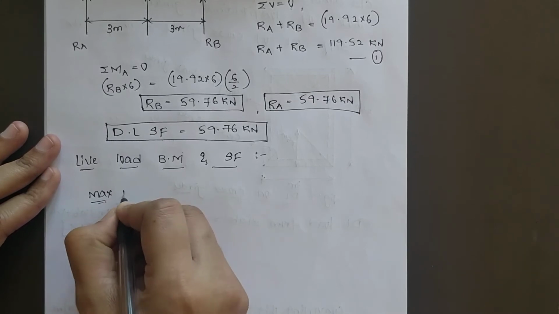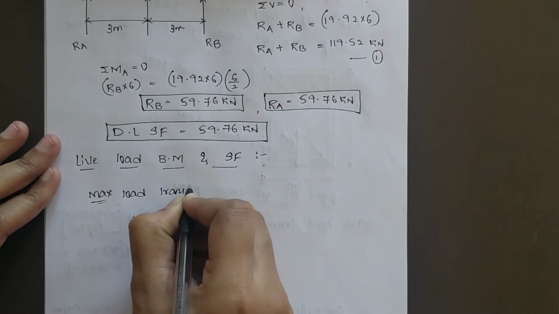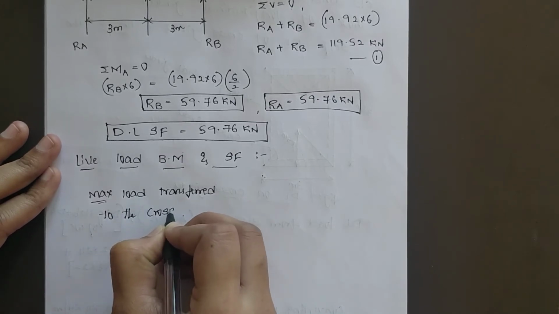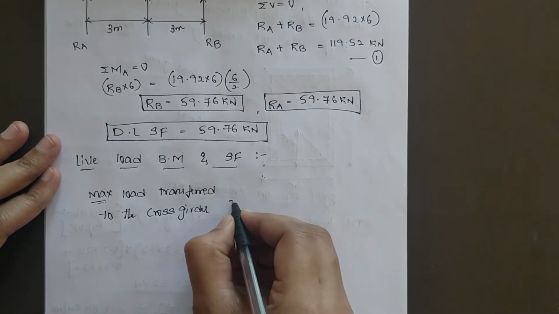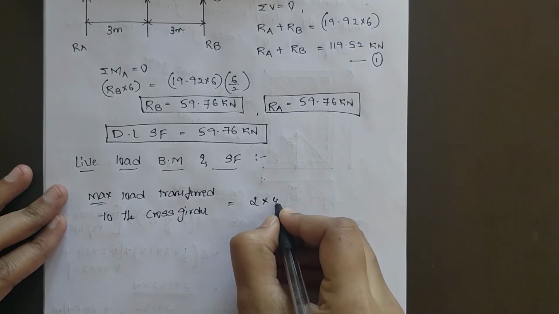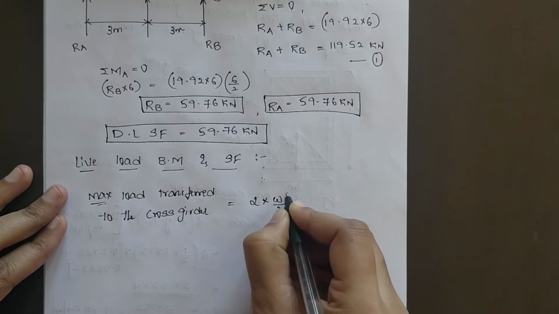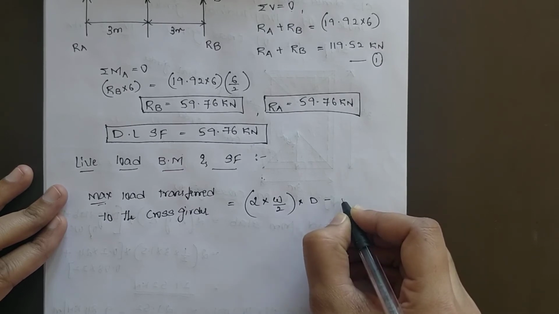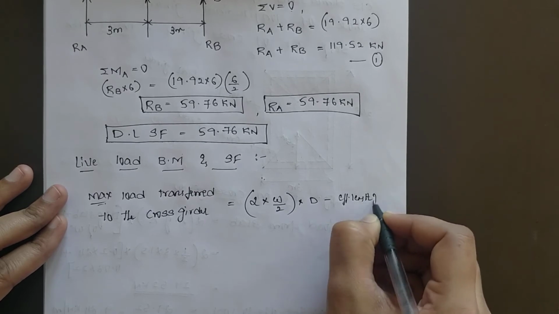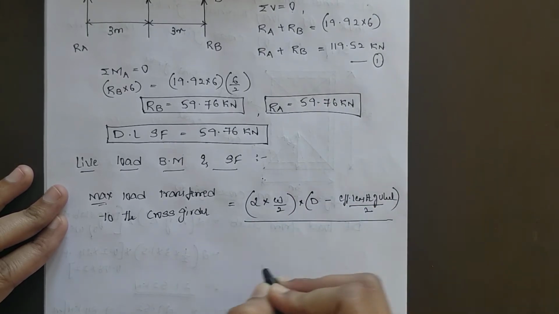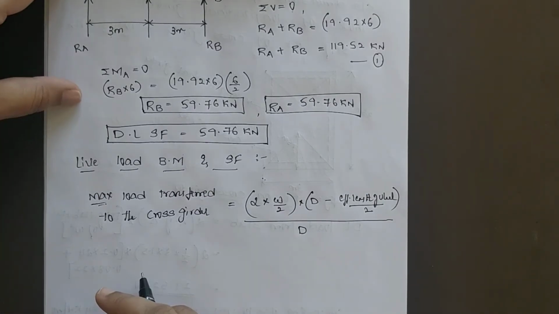The maximum load transferred to the cross girder will be equal to twice the weight of one wheel divided by 2 into the spacing of the cross girder minus the effective length of the wheel, that is, effective length of wheel by 2, whole divided by the spacing of the cross girder.